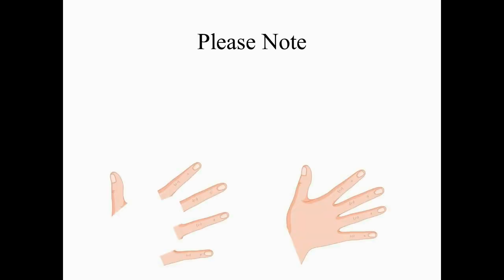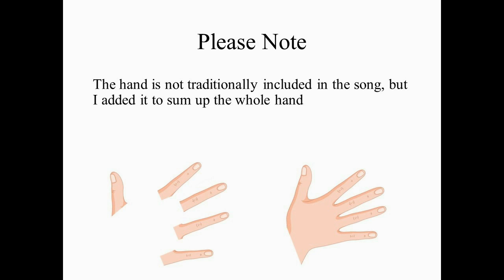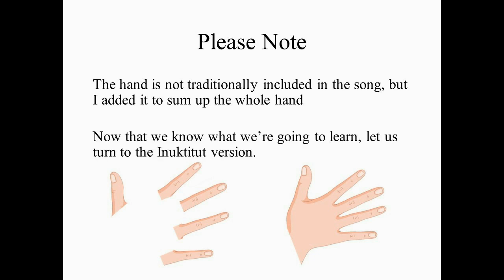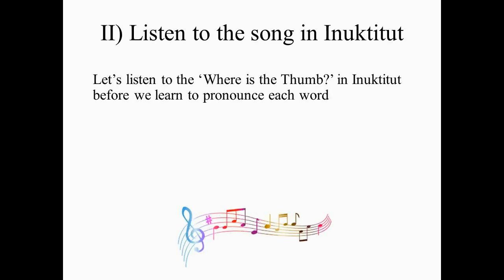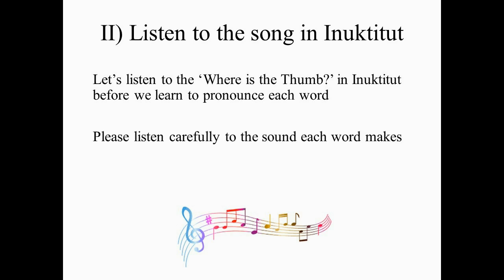Please note, the hand is not traditionally included in the song, but I added it to sum up the whole hand. Now that we know what we're going to learn, let's turn to the Inuktitut version. Let's listen to the song, Where is the Thumb in Inuktitut, before we learn to pronounce each word. Please listen carefully to the sound each word makes. The song will be sung in a normal tempo. Are you ready? All right.